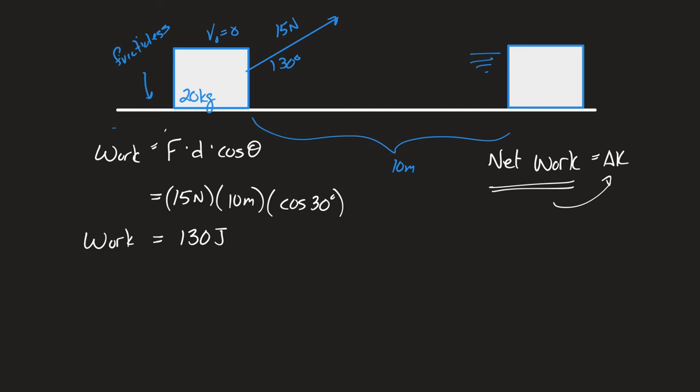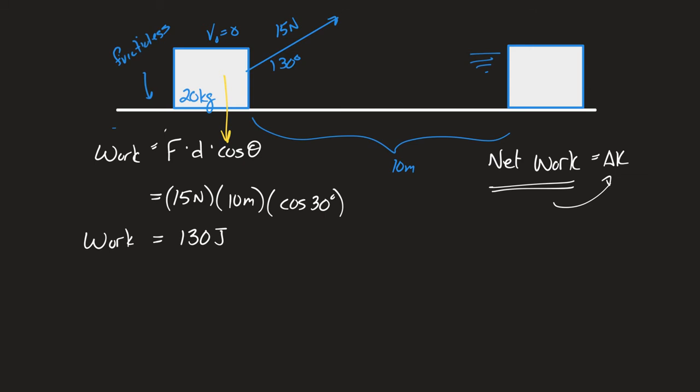Now, weight pulls down. Any reason to believe this downward force is doing work on the box? Is there any component of it in the direction of motion? If there's none of it that points in the direction of motion, it doesn't do work on the box. So there's no work done by gravity.